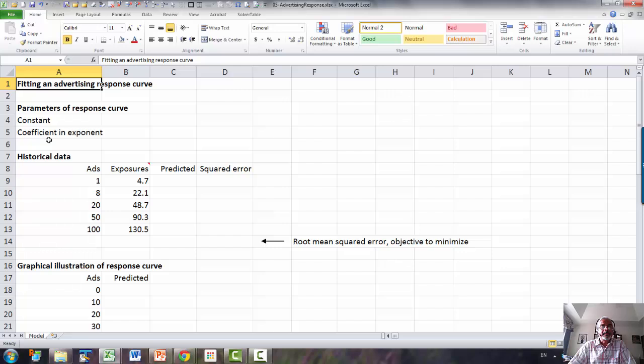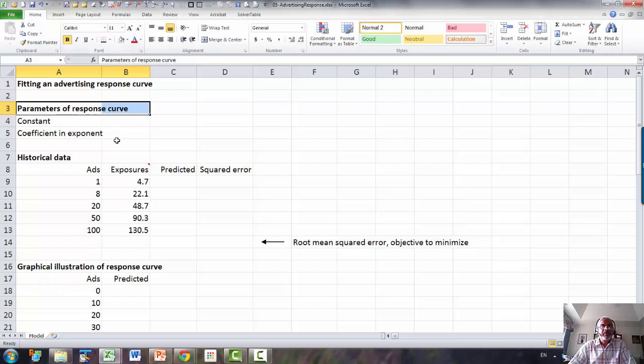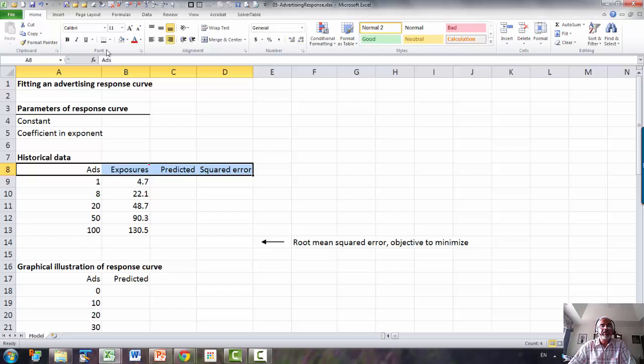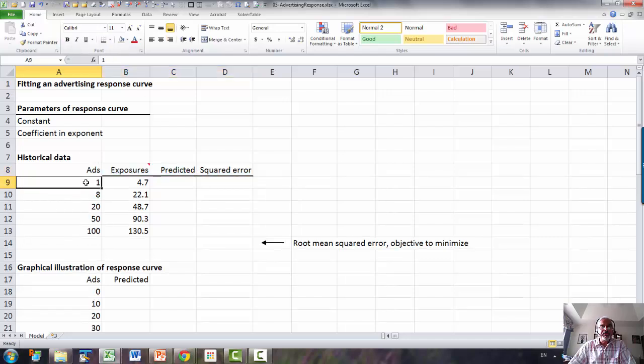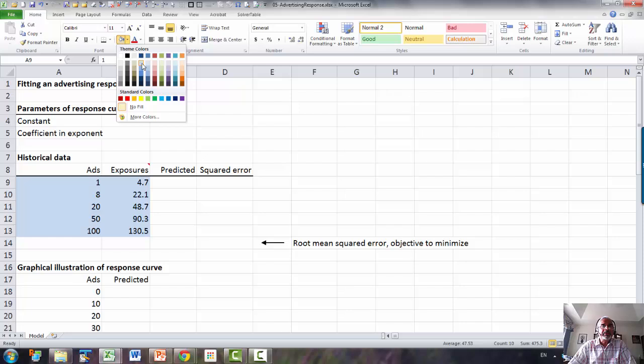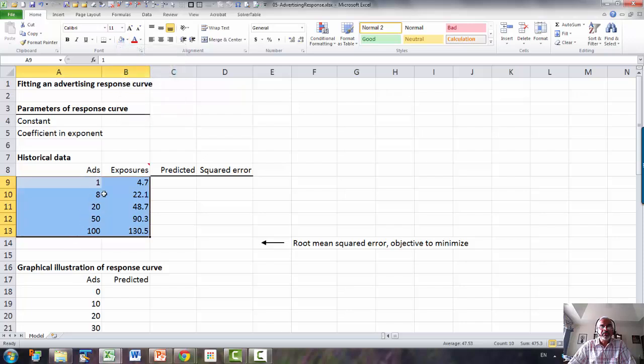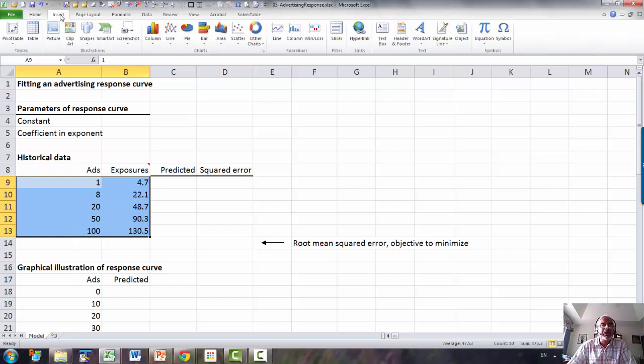Now here we want the parameters of the curve. We have historical data here: how many advertisements we ran and how many exposures we actually got. So these are the input cells, exposures and how many ads we ran. So we can actually look at what the function will look like.